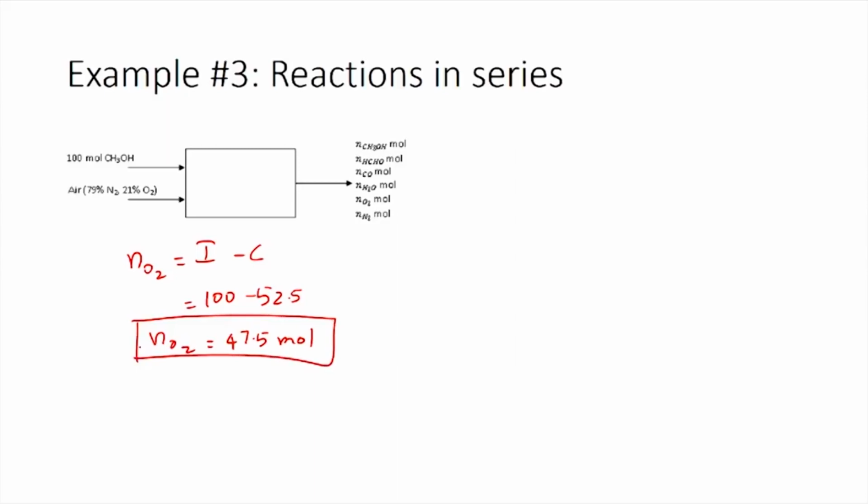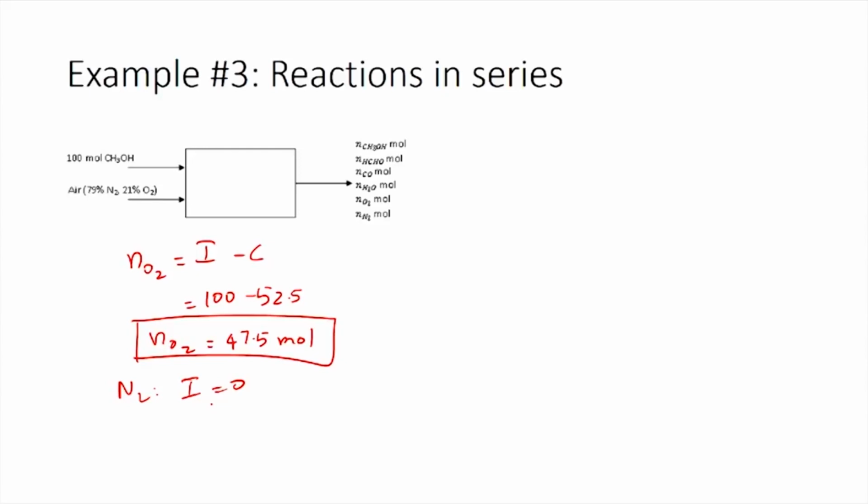So, the last component for which we need to write the balance equations would be nitrogen. Nitrogen is a non-reacting component in this system. So, you would have input equals output. So, we can write the nitrogen balance as input equals output, giving rise to calculations for input alone. So, based on the information we have for oxygen, we can calculate the amount of nitrogen.